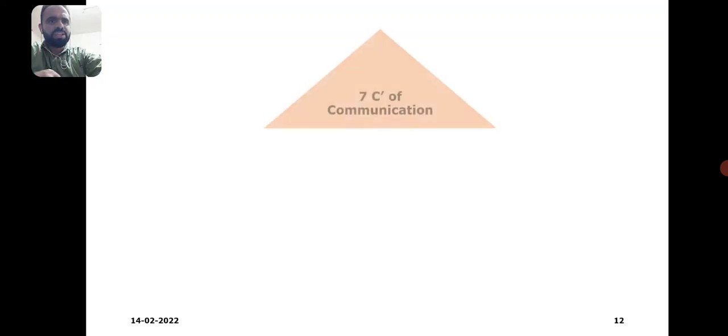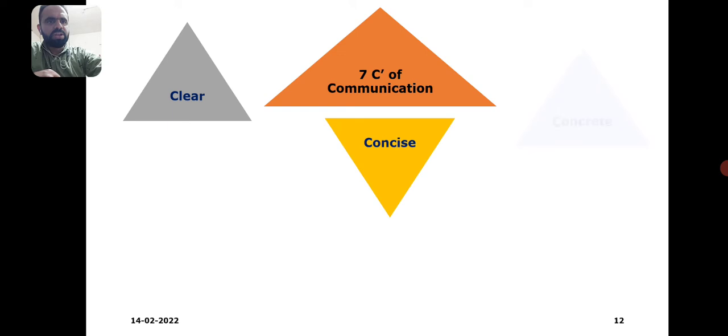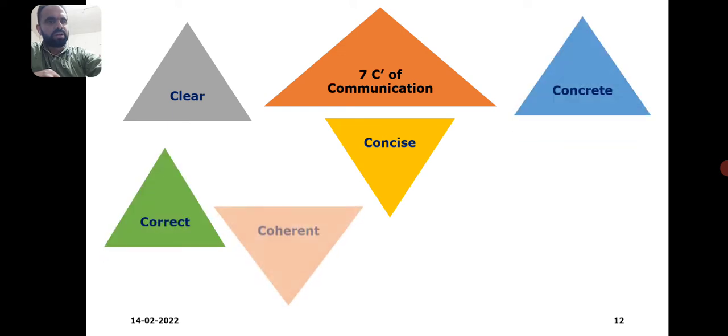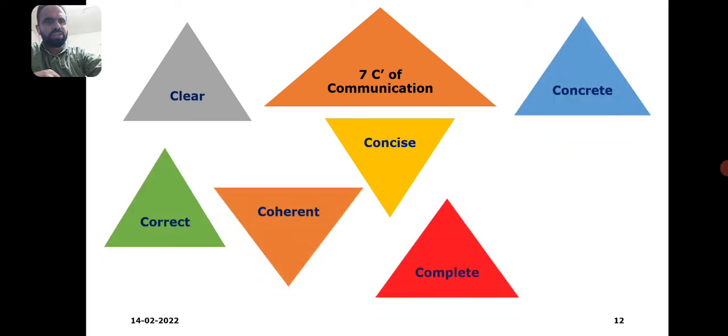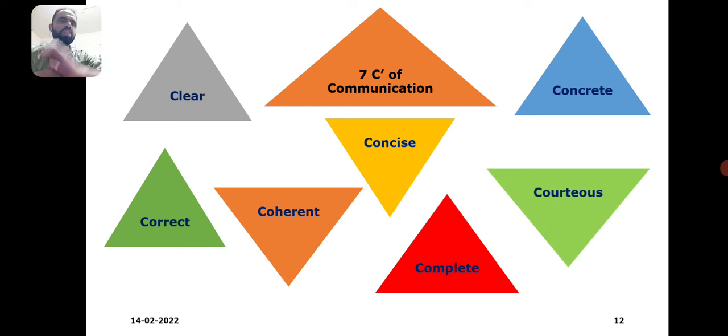So moving on in the same thing, this is a very important part with respect to the examination. There are 7 C's of communication. So in any communication when we make, these 7 C's must be present in your communication. So first C is clear. So whatever you are trying to communicate, that should be clear.